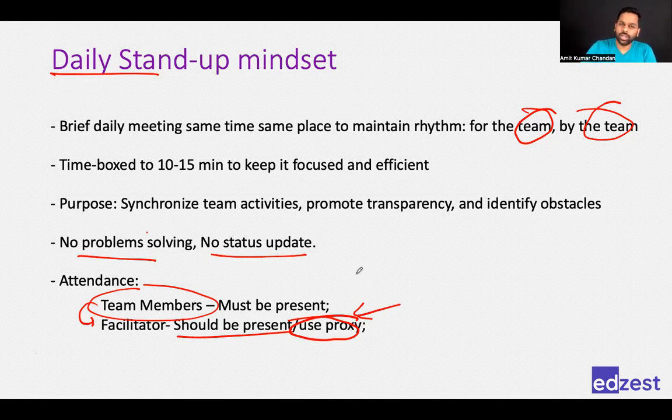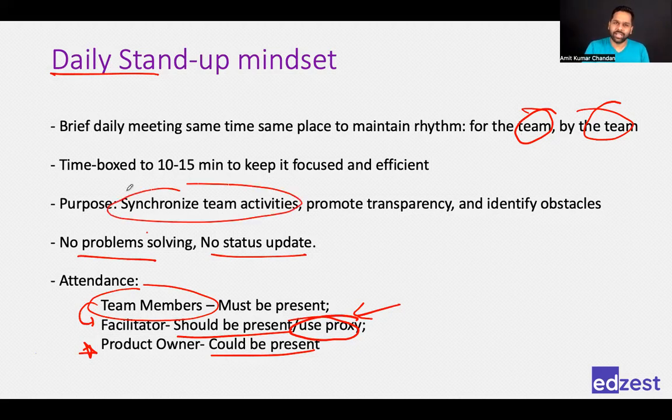Product owner, customers could be present. They don't have a role to play here, but they can be a good listener. They can listen. They should not be allowed to speak. Put tape on their mouth if they come. They should not speak anything. There's no point of the product owner or customers speaking in a daily stand-up meeting. It is for the team, by the team, for synchronizing team activities and identifying obstacles. Any feedback the product owner wants to give, they should give it after the meeting, not during the meeting, not at all. That is about the daily stand-up meeting.